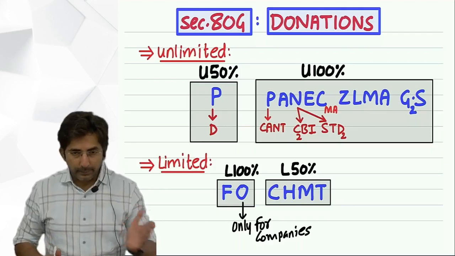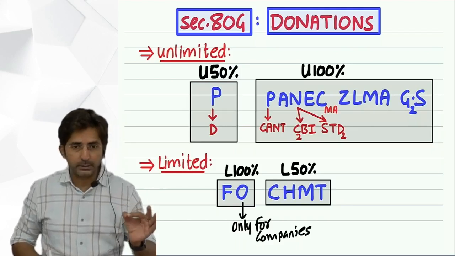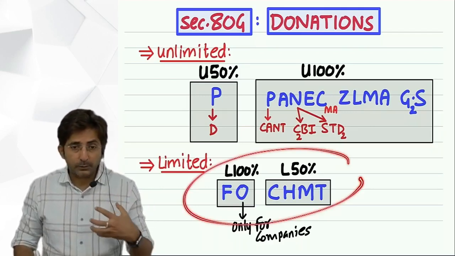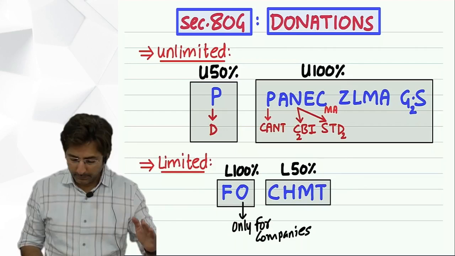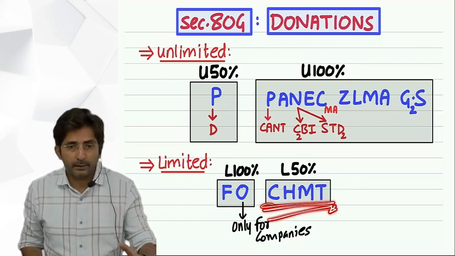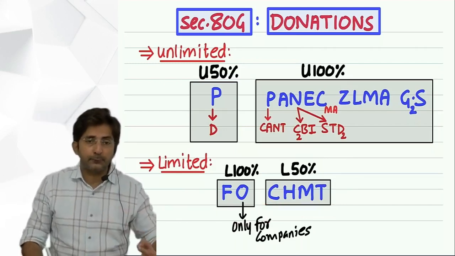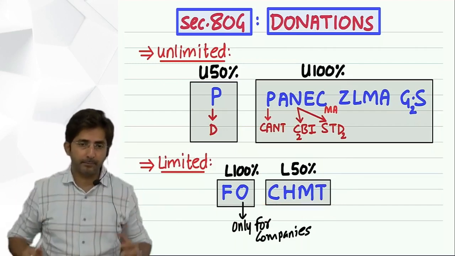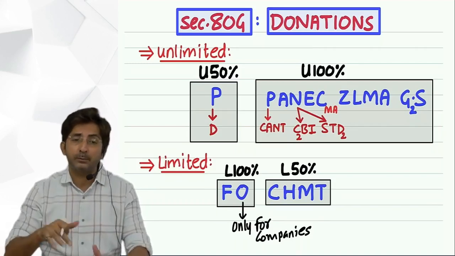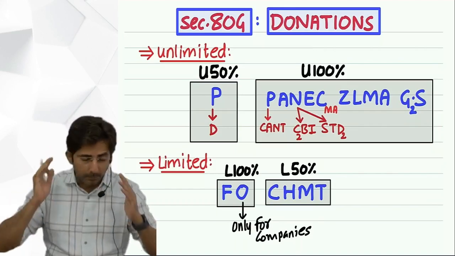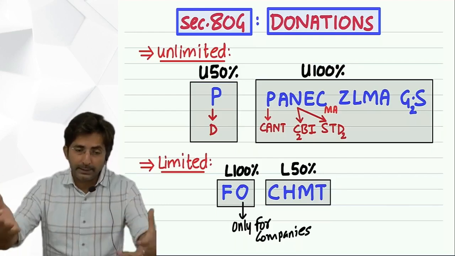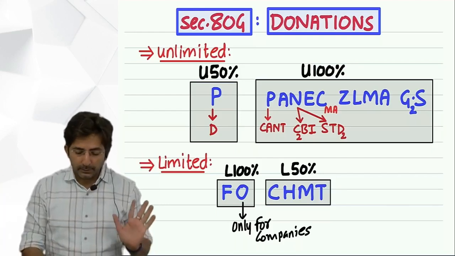Okay. So in limited category there are 6 donations. Can you see the keyword FOCHMT? I pronounce it like FO Chamat. This CHMT can be pronounced as Chamat. Now in this FO Chamat, F stands for donation for family planning. Here you can donate up to a limit. But what is the limit? What did I say? I will explain after some time. Right now you just remember the name. If you give donation for promoting family planning in India, you will get deduction under 80G. But it will be subject to a limit.